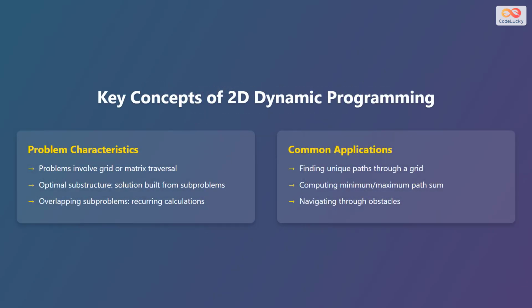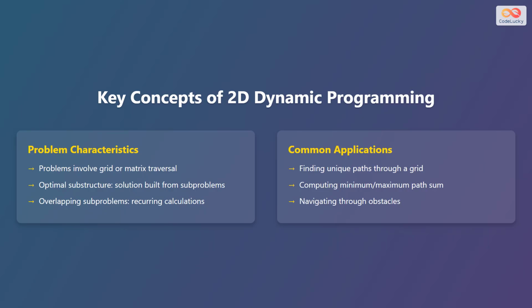Let's explore the key concepts of 2D dynamic programming. First, problem characteristics. These problems typically involve traversing a grid or matrix. They exhibit optimal substructure, meaning the solution can be built from solutions to smaller subproblems. Also, they often have overlapping subproblems where calculations are repeated.